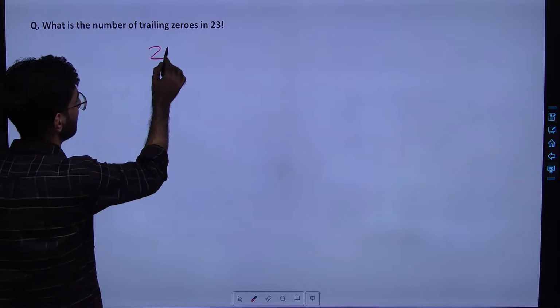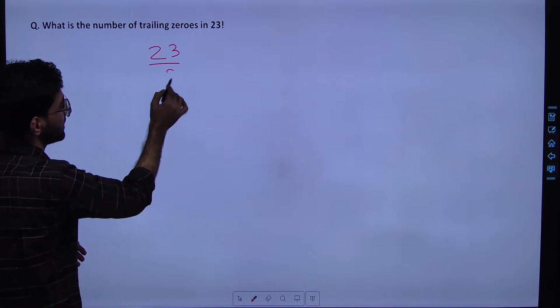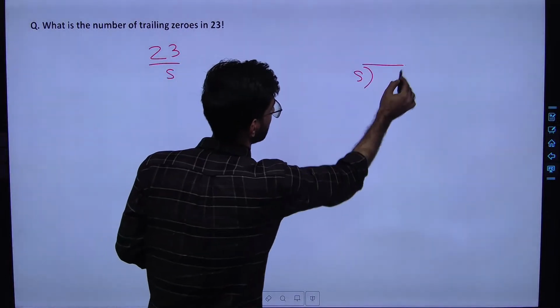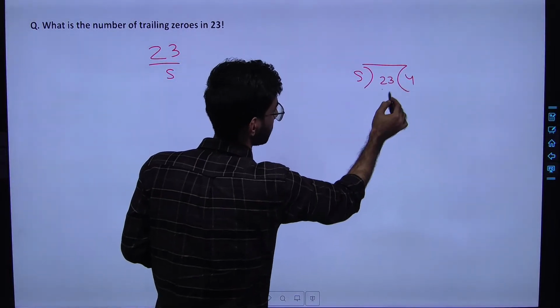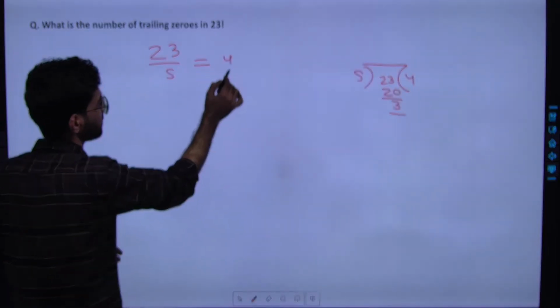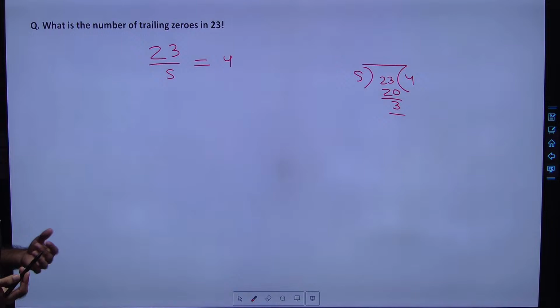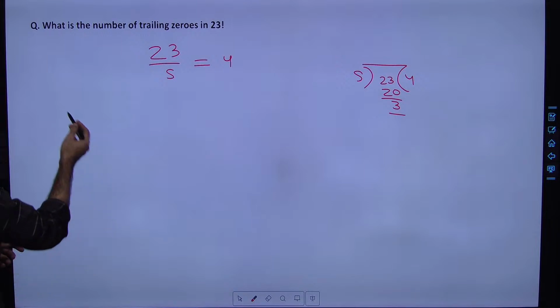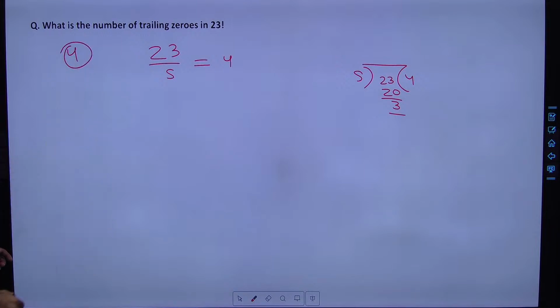Again, we will have to divide 23 by 5. If you divide 23 by 5, what will be the quotient? The quotient will be equal to 4, right? Can you divide 4 by 5? No, you can't divide, right? So the number of trailing zeros in 23 factorial is 4, right?